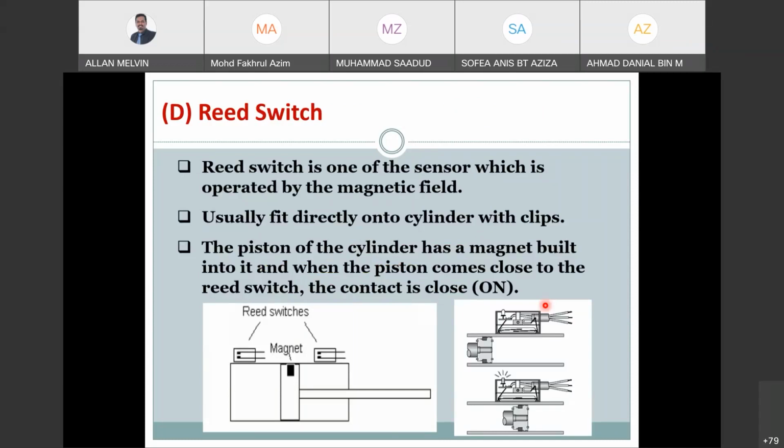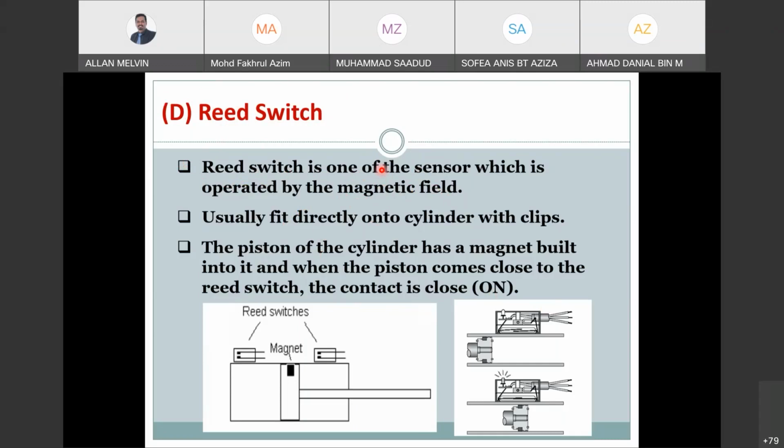Okay, so we move to part D. So this will be the last part for today. Okay, so reed switch. So tadi kita tengok few slide mentioned about reed switch. So what is actually a reed switch? So reed switch is one of the sensor which is operated by the magnetic field. Okay, so our job as engineer, we need to come up with a solution.